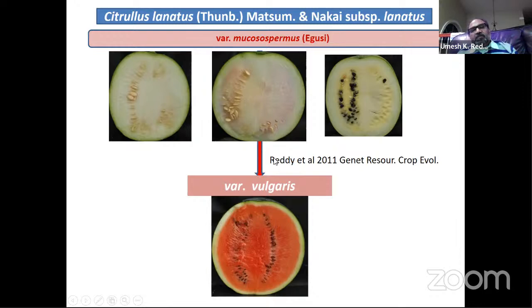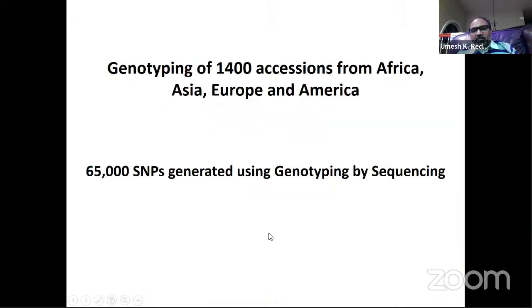Citrullus lanatus is good enough because earlier this mucospermus was called another variety of Citrullus lanatus, Citrullus lanatus variety mucospermus, but now this is called Citrullus mucospermus. This is called Citrullus lanatus. So you can call it vulgaris, which is nothing to worry, but mucospermus has its own species status. And then here is another species, previously called Citrullus citroides, but now they call it Citrullus amarus. So Citrullus amarus, mucospermus, you know, the mucus is around the seeds. That's why it is mucospermus, and then Citrullus lanatus.